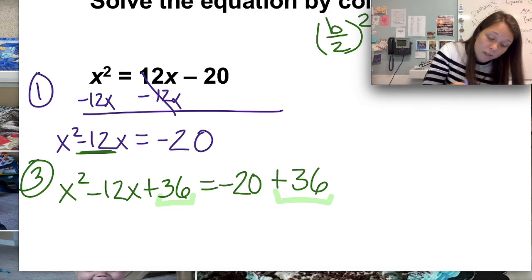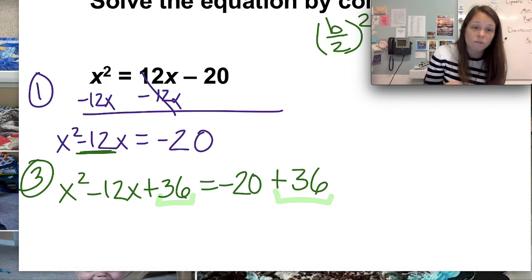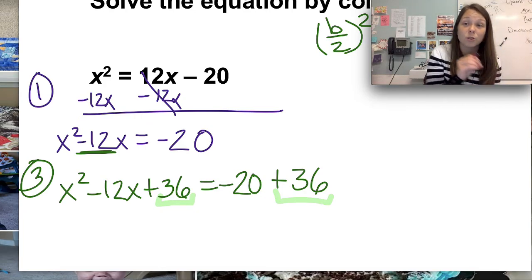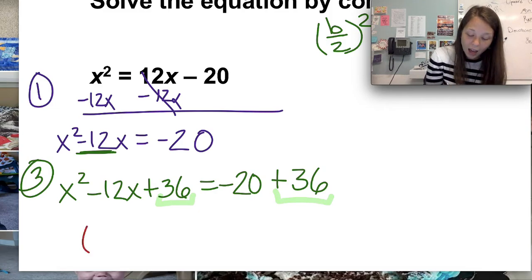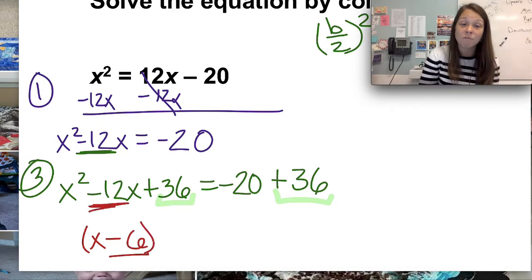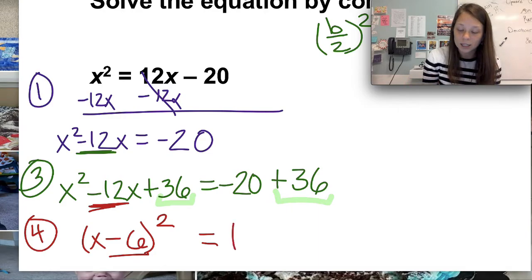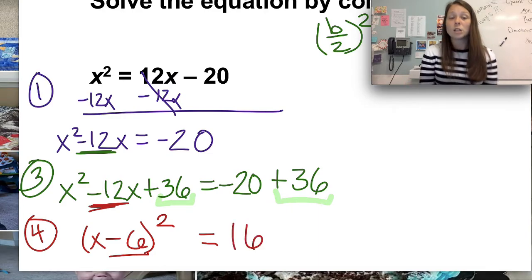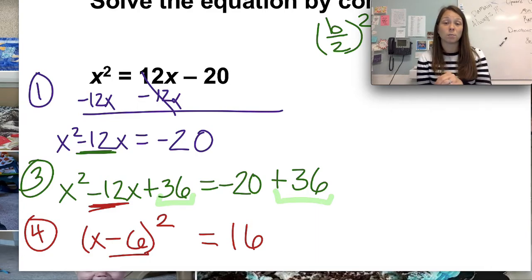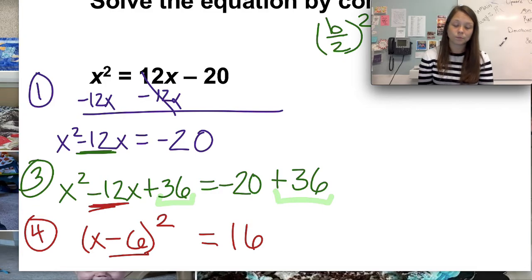So step 4 is to factor. So because I've set up this quadratic function to be x squared minus 12x plus 36 on the left side, I know it's going to factor to be x minus 6. And that minus 6 is coming from the fact that half of negative 12 is negative 6. And again, that's step 4. Negative 20 plus 36 is 16. So I factored x squared minus 12x plus 36 into x minus 6 squared, and I've simplified the right side to be negative 20 plus 36, and that is 16.